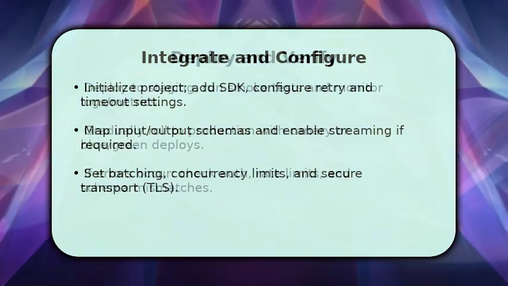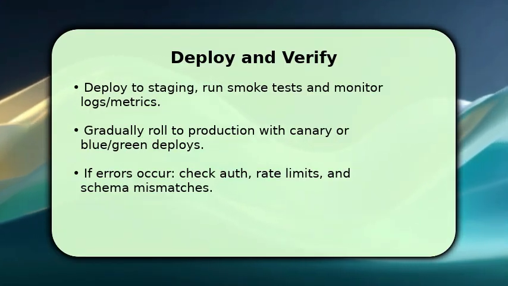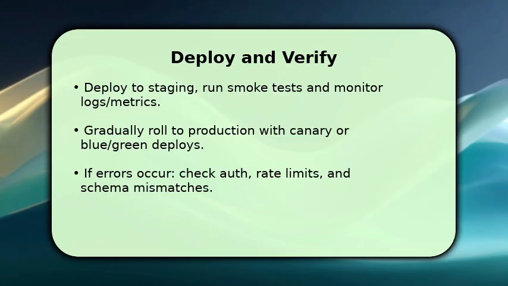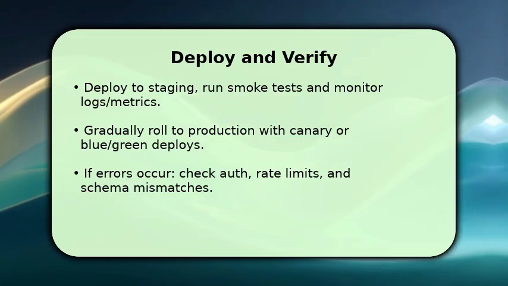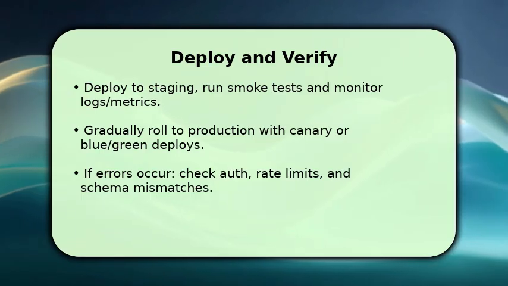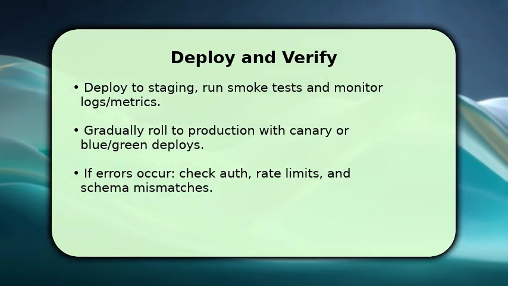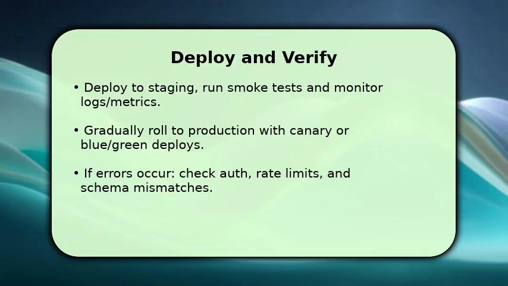You finish by deploying to staging and running smoke tests to verify end-to-end flows. Once stable, perform a gradual production rollout using canary or blue/green strategies so you can roll back quickly if needed. Monitor logs, latency, and error rates closely, and tune concurrency or timeouts as you observe behavior.